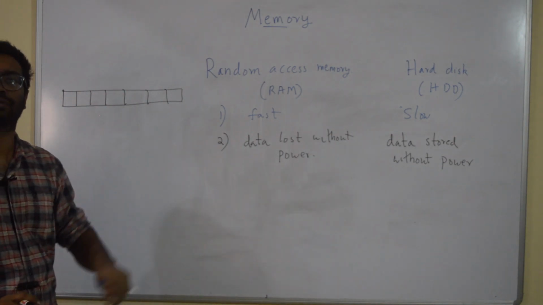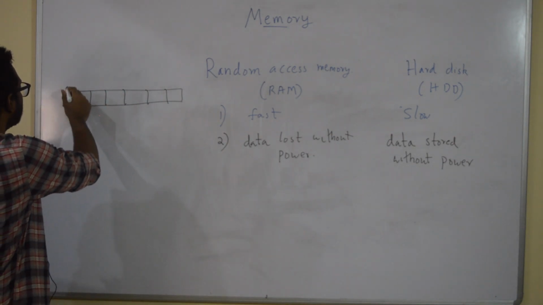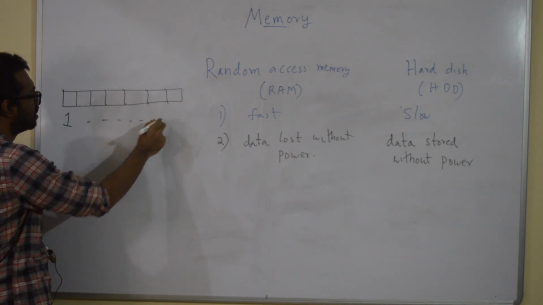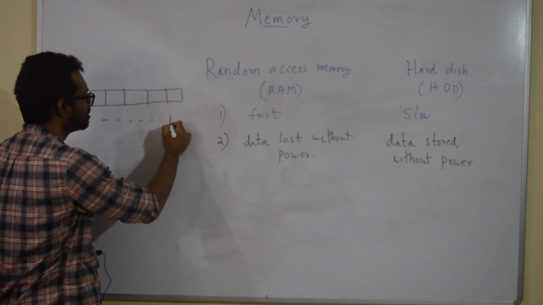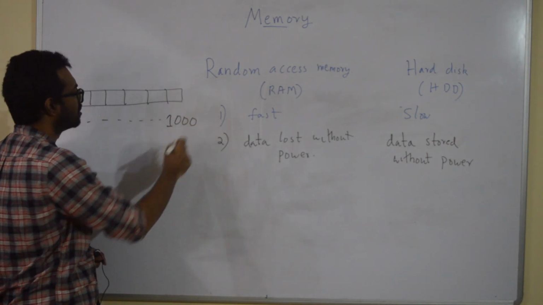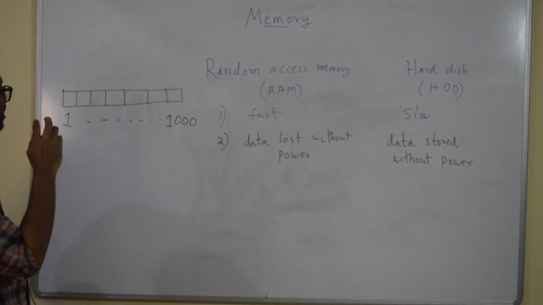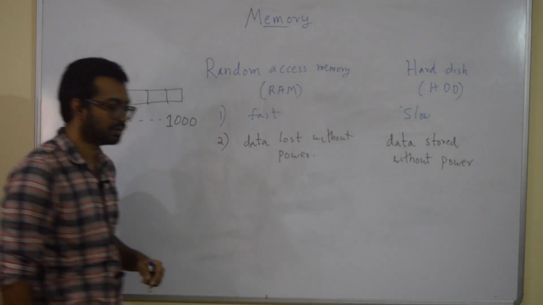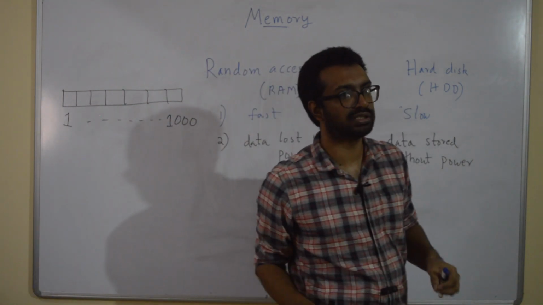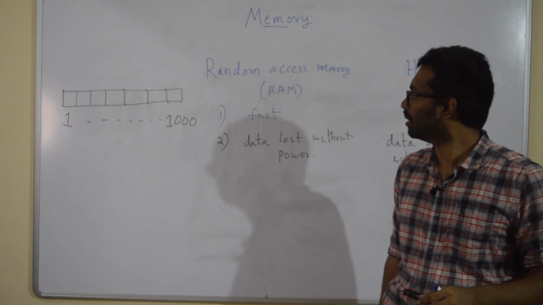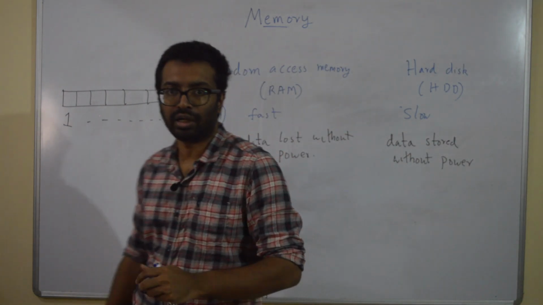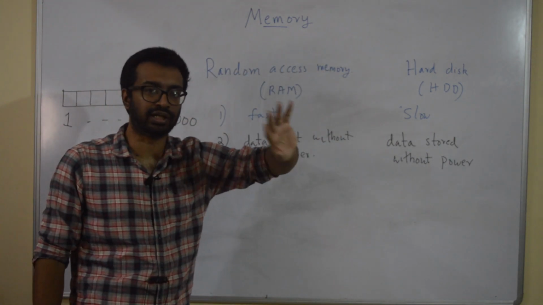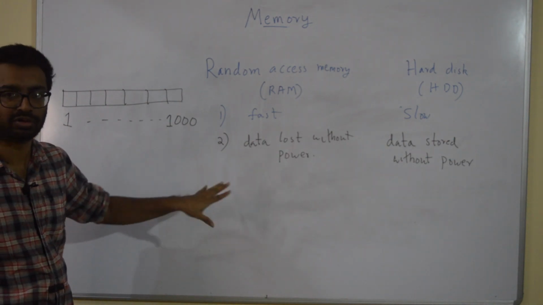This is a pictorial representation of a RAM, and let's say it starts from the address 1 and goes to, let's say, 1000. So these are the memory addresses of this RAM. It goes from 1 to 1000. So every memory location in RAM has a memory address. Locations in hard disk also have an address, but we are right now concerned about RAM.